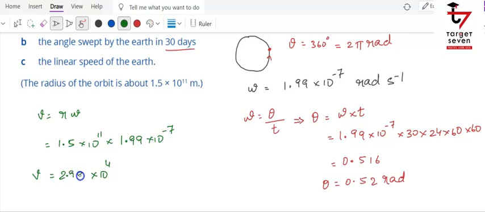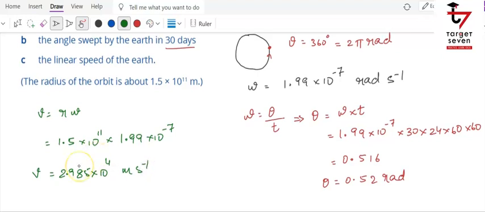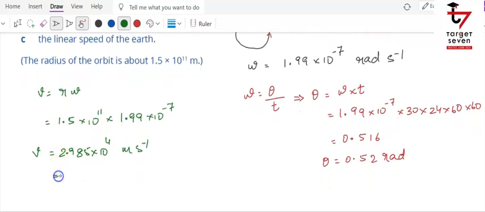2.985 into 10 to the power 4 meters per second. To express it to the second place of decimal, we would round this off. 2.98 into 10 to the power 4 meters per second. This would be the linear speed.